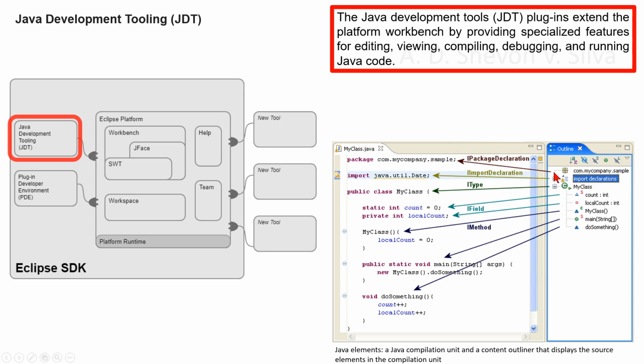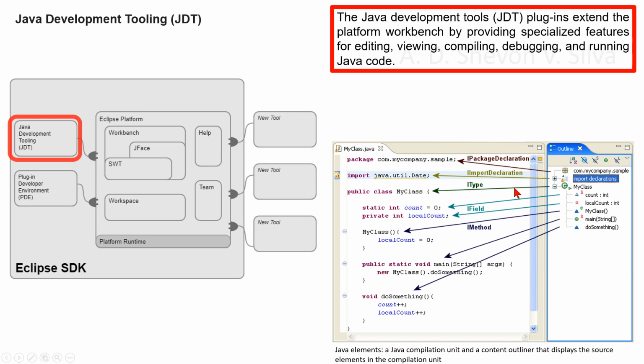Here you can see IPackageDeclaration. It represents a package declaration in a compilation unit, child of ICompilationUnit. Here IImportDeclaration represents a single package import declaration, child of IImportContainer.